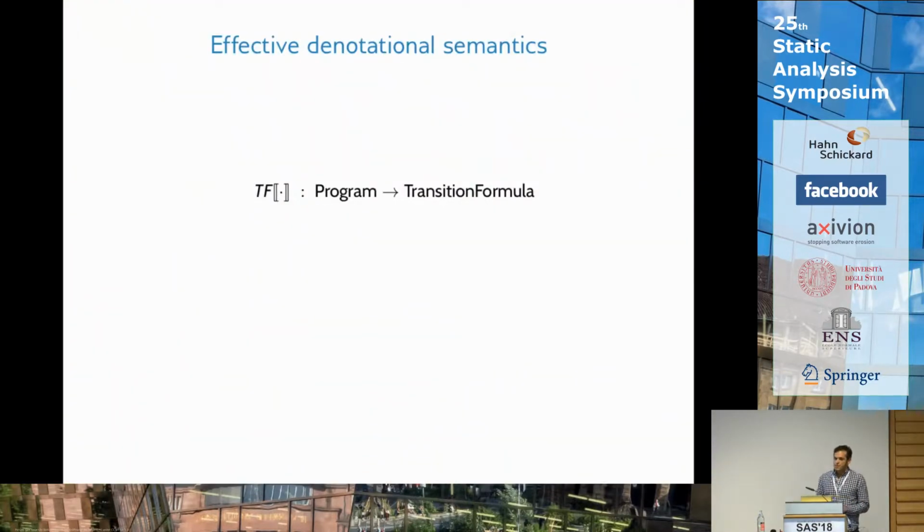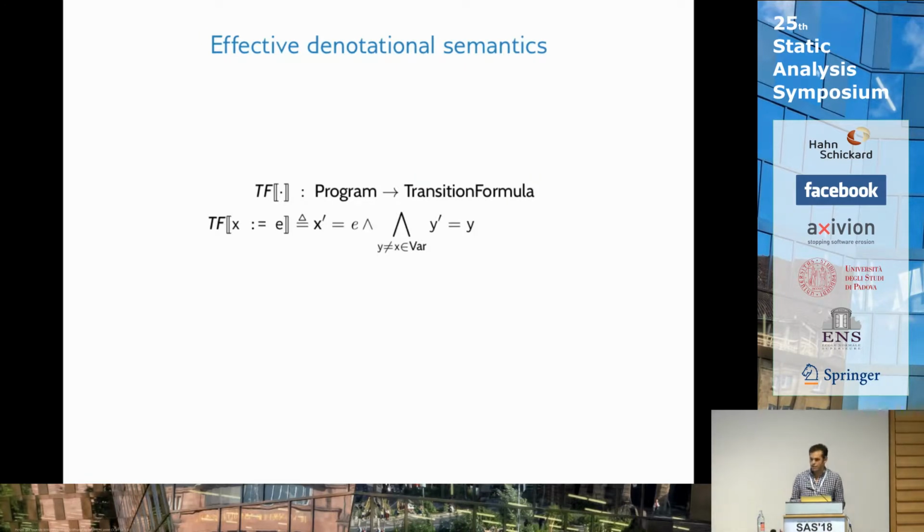So what this analysis looks like is kind of an effective denotational semantics, by which I mean that it's a semantics that we can compute, but which is approximate. Right? I'm computing properties that are satisfied by the program, not an exact characterization of what that program does. And we compute the transition formula by recursion on the syntax of the program.